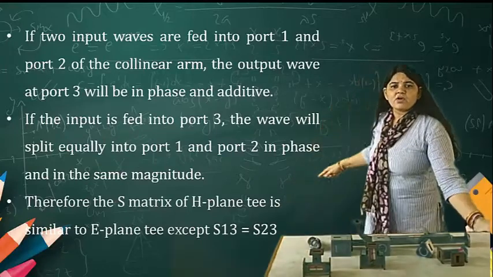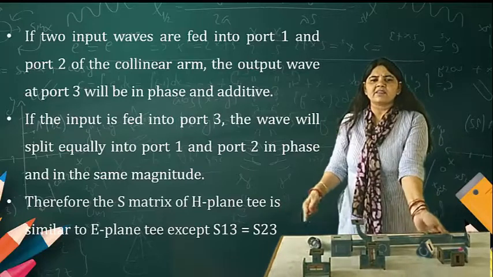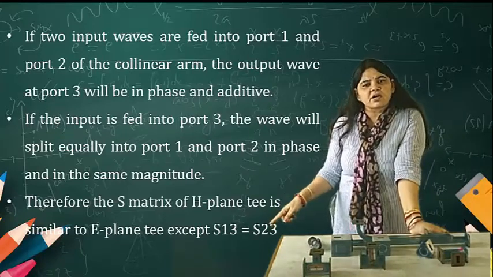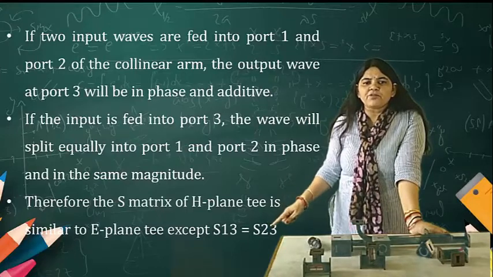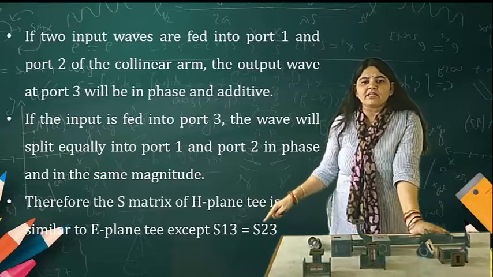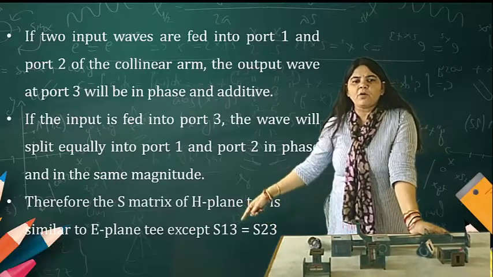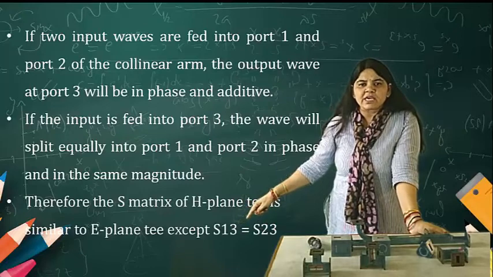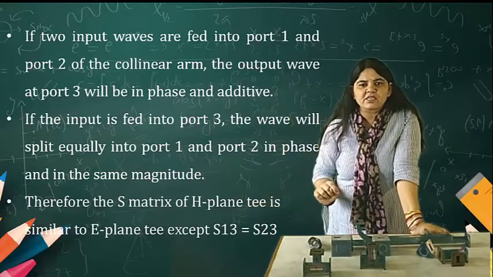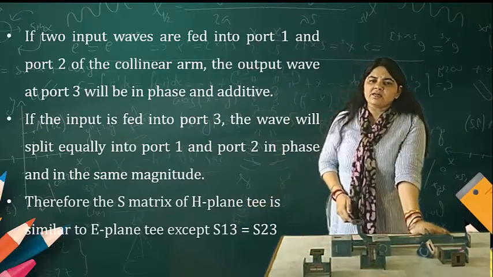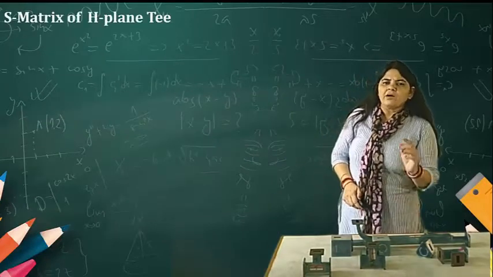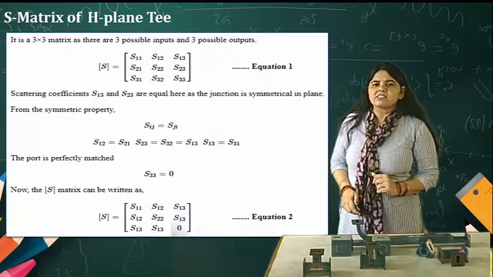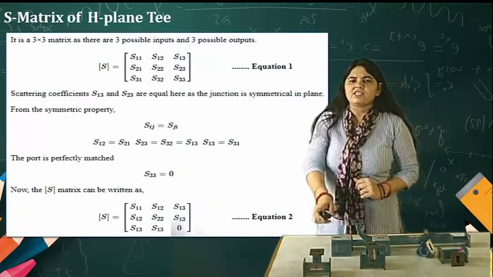So what I can say over here is that S13 is equal to S23. What does this mean? You are applying the input at port number 3, so you are getting the output at port number 2 and port number 1, and both are the same. So one parameter is fixed, that is S13 is equal to S23. Now we are going to derive the S matrix for the H plane T.